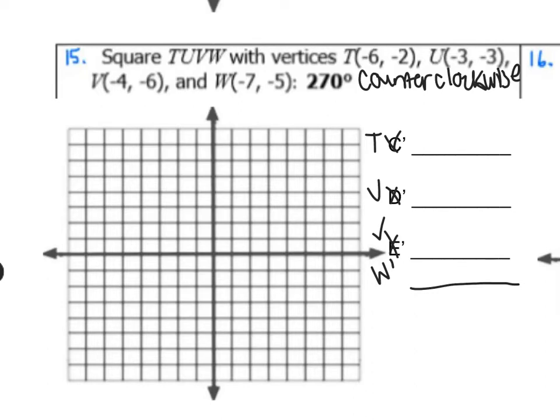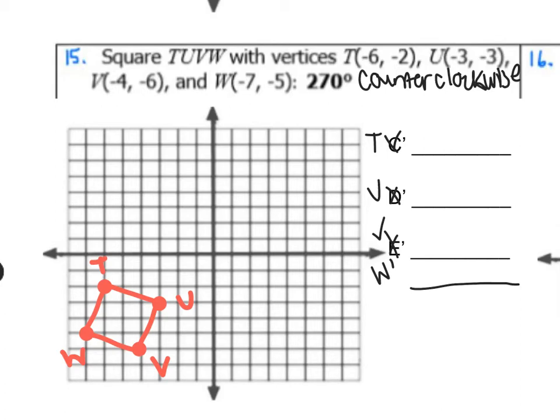So T is -6, -2. U is -3, -3. V is -4, -6. And W is -7, -5. So this is T, U, V, W, the original.